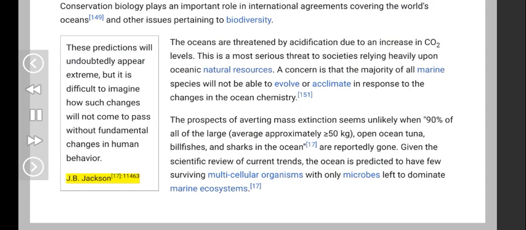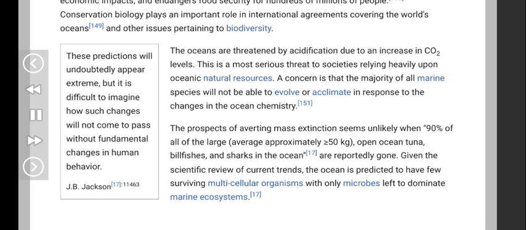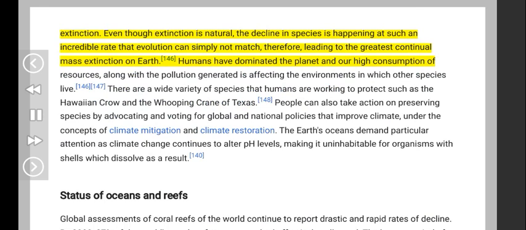Extinction. Even though extinction is natural, the decline in species is happening at such an incredible rate that evolution can simply not match, therefore leading to the greatest continual mass extinction on Earth. Humans have dominated the planet and our high consumption of resources, along with the pollution generated, is affecting the environments in which other species live.